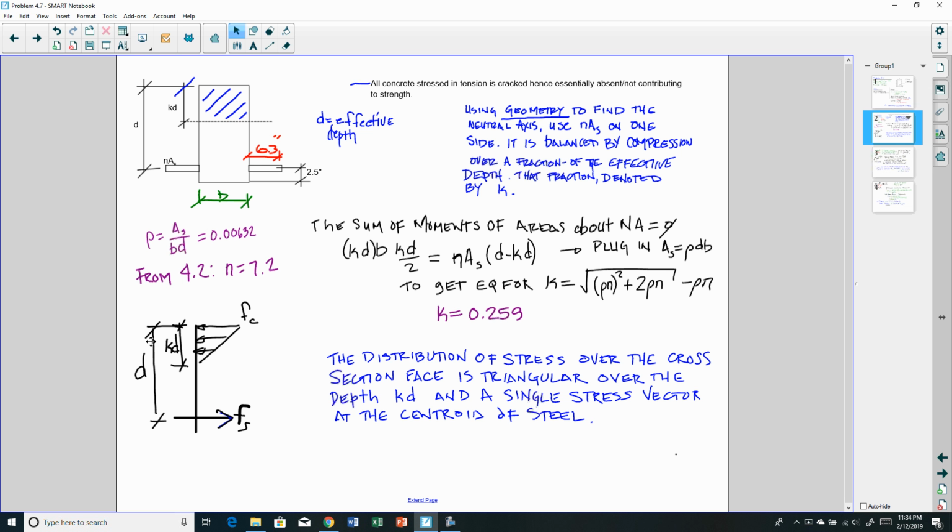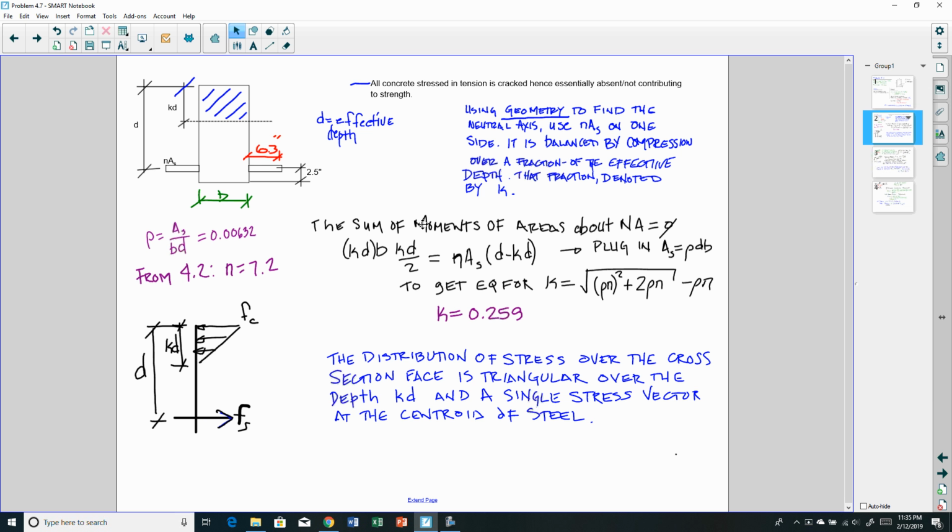But how do we find what this kd is? What we need to do is look at the geometry to find the neutral axis. We'll take the concrete in compression, and then neglect all of the concrete in tension because it's cracked, so it's not giving us any strength at this point. So the effective depth then is the distance to the steel from the extreme compression fiber, and previously this is left over from problem 4.2. And then our cross section is still b. We're going to use our transformed steel for this, and it's going to be balanced by a fraction of the effective depth, and that fraction is going to be denoted by this k value.